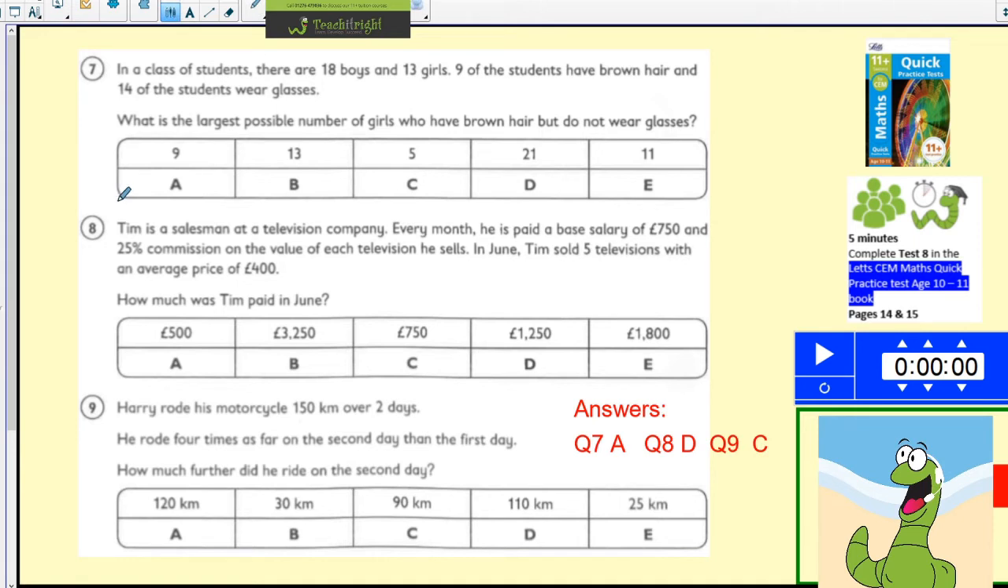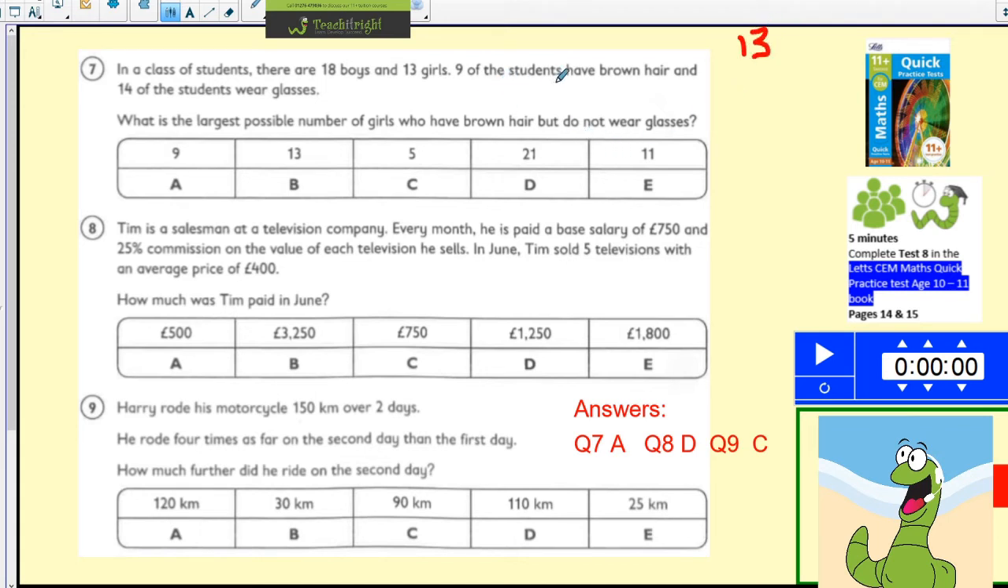So, in a class of students, there are 18 boys, 13 girls. 9 students have brown hair, 14 wear glasses. What's the largest possible number of girls who have brown hair but don't wear glasses? Interesting question. So, there are 18 boys and 13 girls. Well, the largest possible number of girls could be 13. It can't be more than that because there are only 13 girls. So I'm just going to jot that down so I remember.